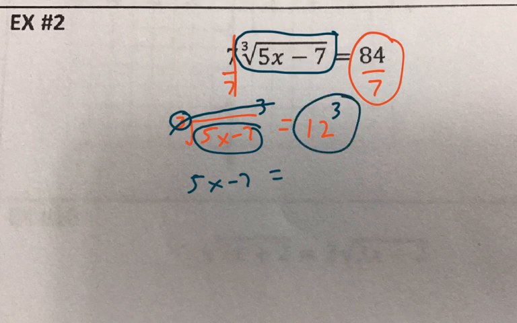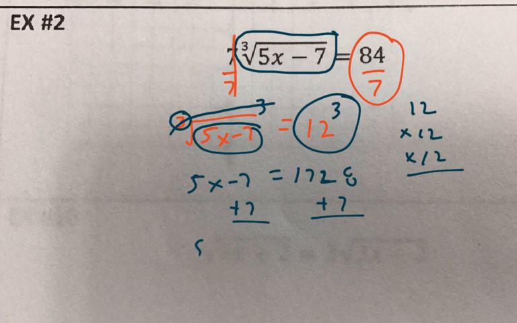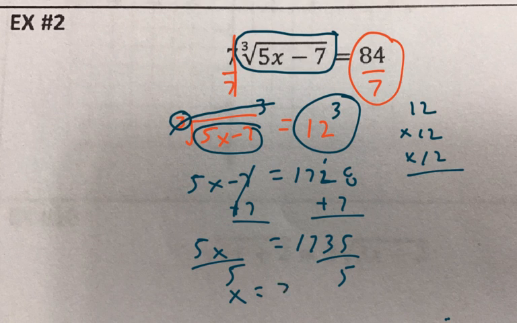Now 12 cubed means 12 times 12 times 12. Now 12 times 12 times 12, I would hope you would use a calculator to do that. But the answer is 1728. So now what I'm going to do is add 7 to both sides. 5x, therefore, will equal, if we do the math here correctly, 1735. So now I just simply need to divide by 5. And so x is going to be, let's see here, 3 times 5 is 15, 4 times 5 is 20, 347.